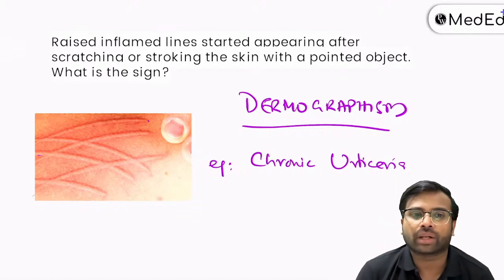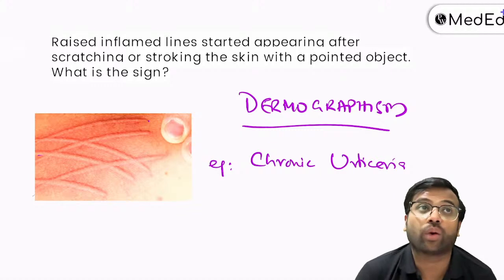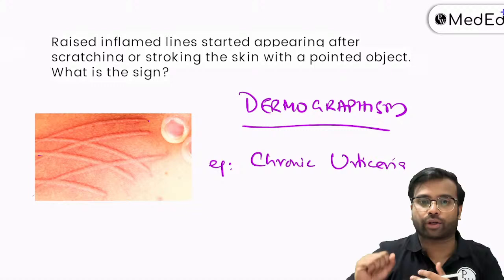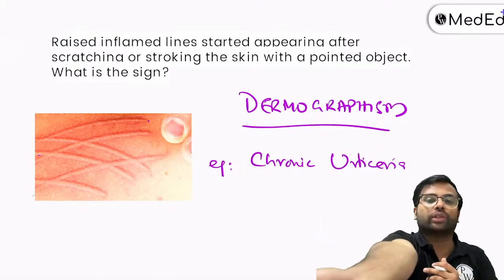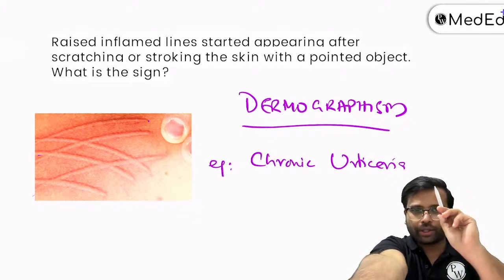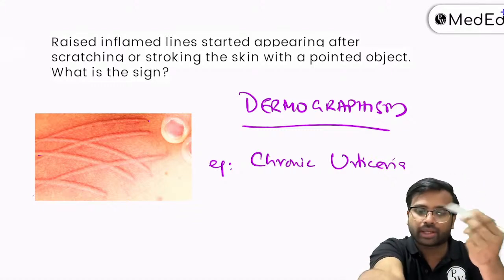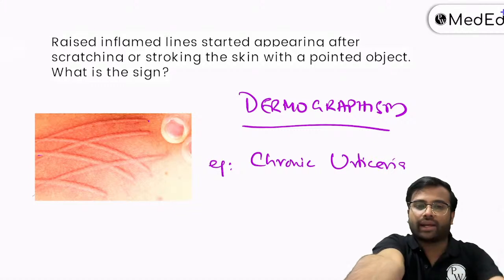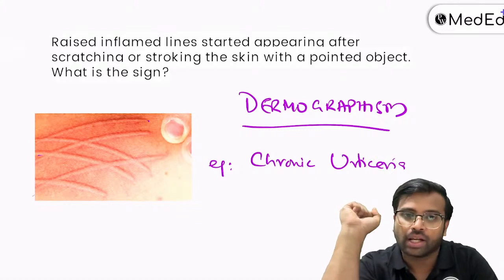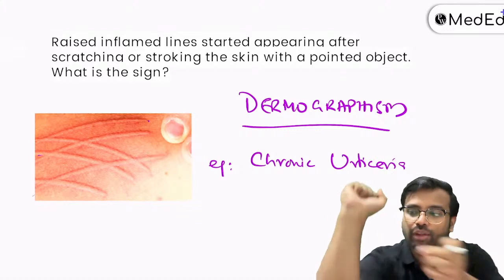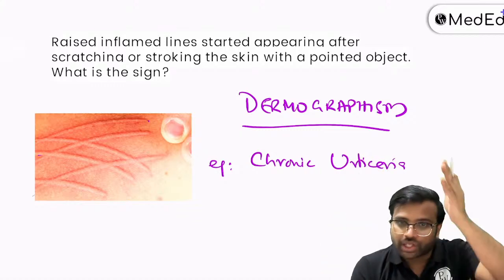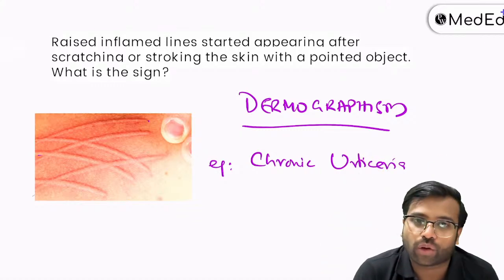The easiest way to demonstrate this sign in the OPD is when the patient is sitting in front of you, you just ask the patient to show their forearm, and then you take a pen, I mean a pointed object, be it a key or something, and just draw a line like this with the keys. Then just wait for a couple of minutes. In a couple of minutes, what happens is the patient develops a linear urticarial lesion just over how you have stroked over the skin.